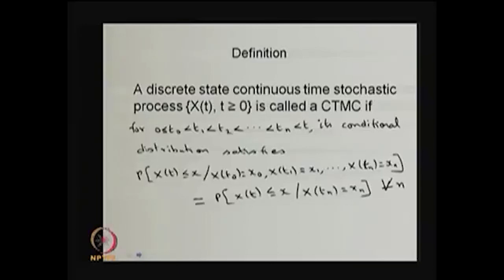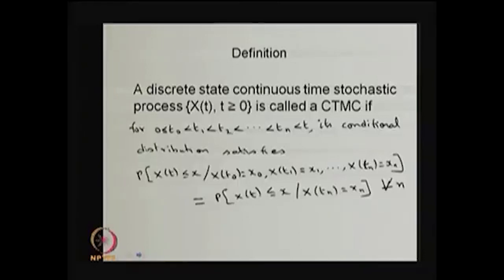then note that these n plus 1 time points are arbitrary. If it is satisfied for every n, that means the conditional distribution given all n plus 1 random variables is the same as the conditional distribution given the last random variable. If this property is satisfied by the discrete state continuous time stochastic process for arbitrary time points, then that stochastic process is called a continuous time Markov chain. This is a very important concept. This is called the Markov property.